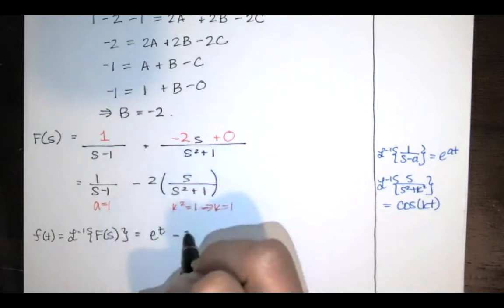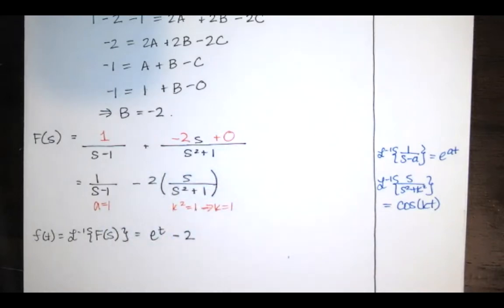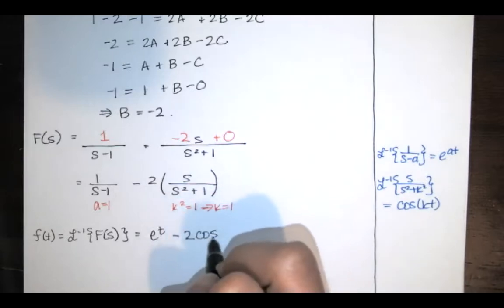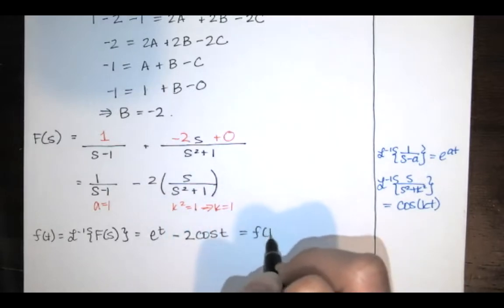Then I'll bring my -2 down because the inverse Laplace transformation is a linear operator, just like the Laplace transform is a linear operator. And I'll multiply by cosine of kt, where k equals 1. So that's just cosine of t. So that's our f of t.